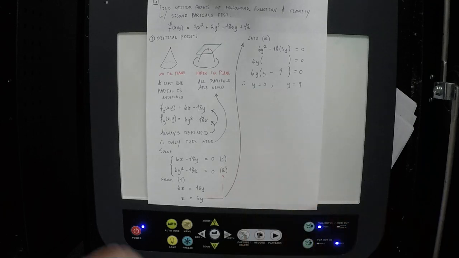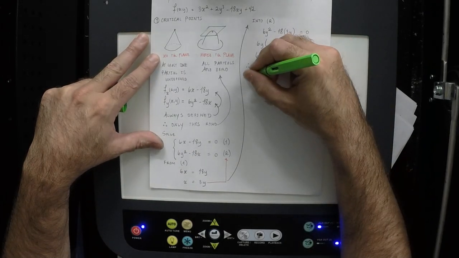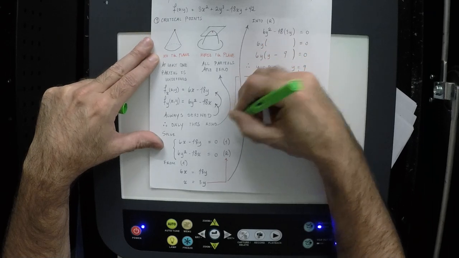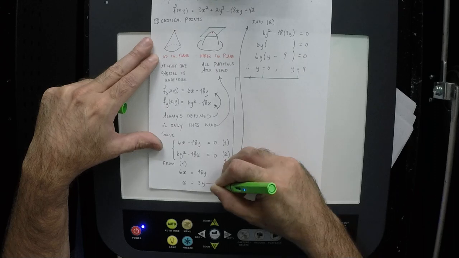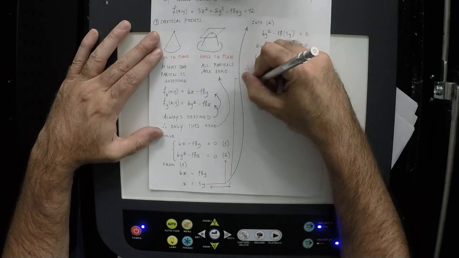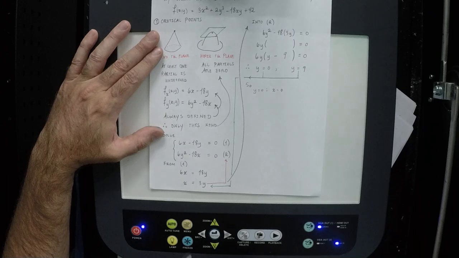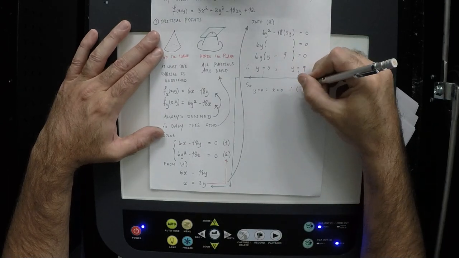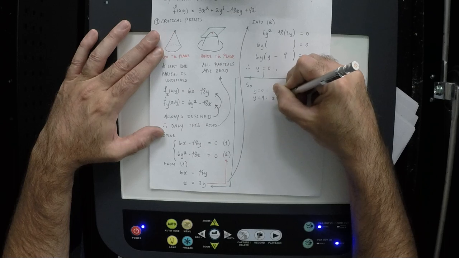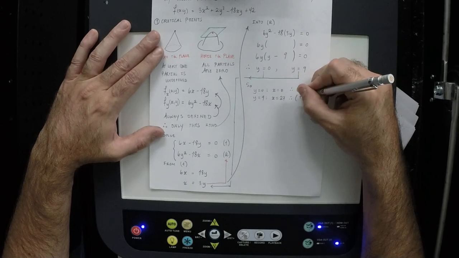Yeah, we need to plug it back into something. So how about this something? Plug it in there. So in the case that y is 0, we obtain that x is 0. So one of the critical points is the origin, 0, 0. And in the case that y is 9, we obtain that x is 27. So I'm going to make a nice error here. So then that means that one of the critical points is 9, 27.